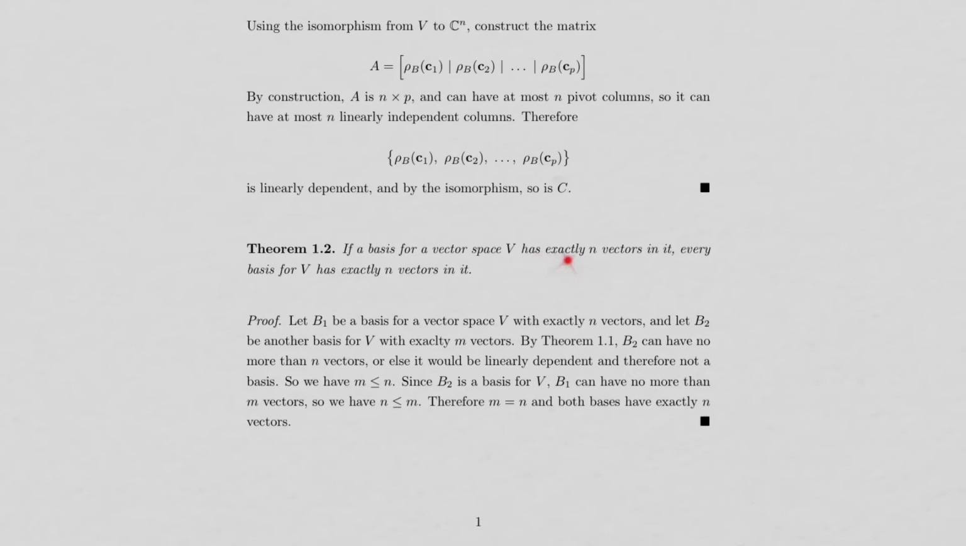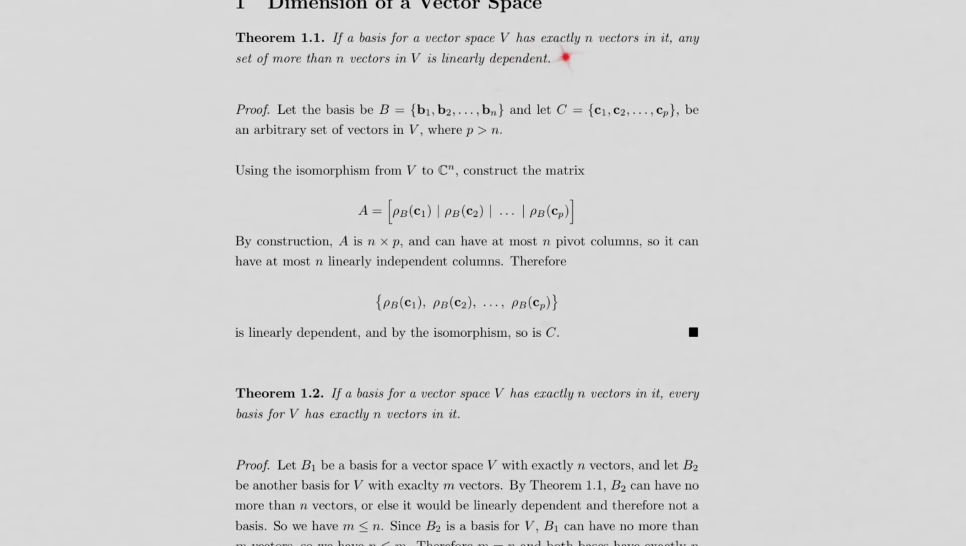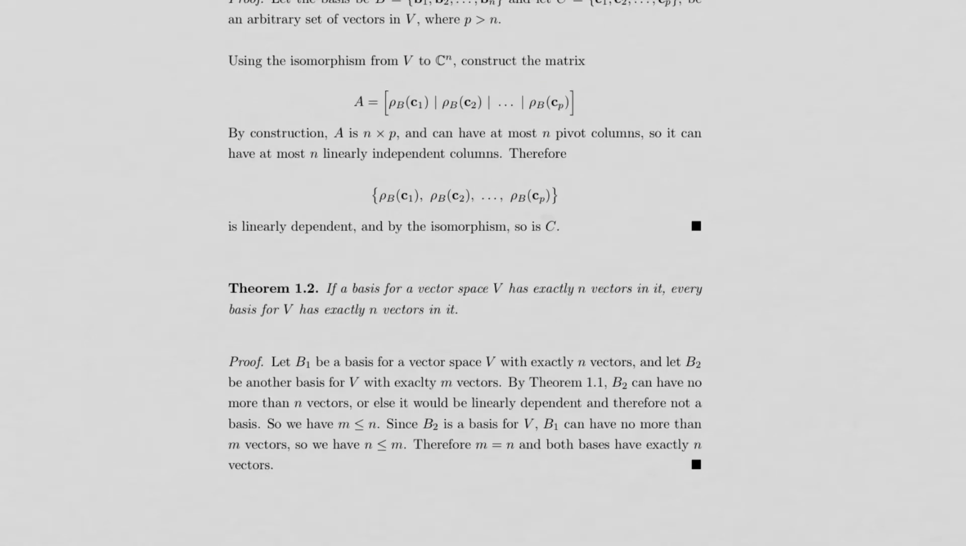So we don't often use this word exactly in everyday English, but in math, it has an important and specific meaning. So this theorem is saying, if I have a basis with n vectors, no more, no less, then every basis for V has to have the same number, exactly n vectors in it. And the proof of the theorem uses the theorem above, which says if a basis has exactly n vectors in it, any set of more than n vectors is linearly dependent. So we simply apply that theorem twice.